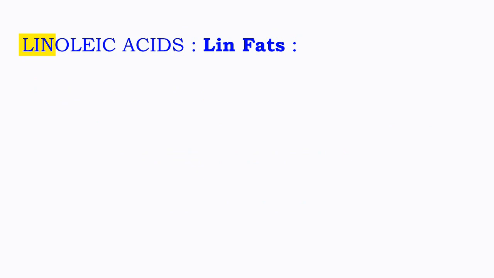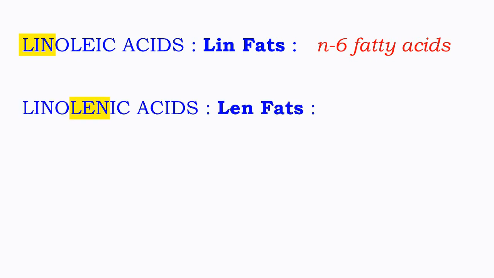The lin fats, along with longer chain fatty acids derived from it, are referred to as N6 fatty acids, wherein the first double bond occurs on the 6th carbon from the methyl end of the fatty acid chain. Similarly, lan and its derivative fatty acids are called N3 fatty acids.